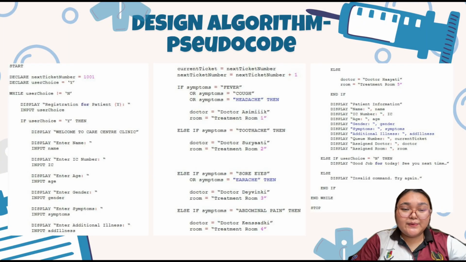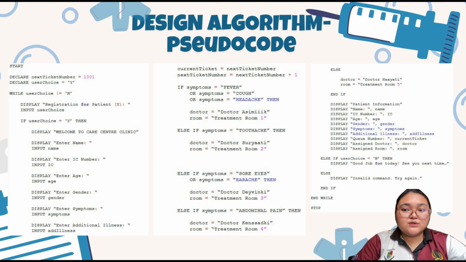So now I will present the pseudocode for our program. First, the program starts and initializes the variable next ticket number with the value 1001. This number will be used as the first queue number for patients. The variable user choice is also set to Y so that the registration process can begin. Next, the program enters a while loop. The loop will continue running as long as the user does not enter N. The system asks the user whether they want to register as a patient. The user needs to enter Y to proceed.